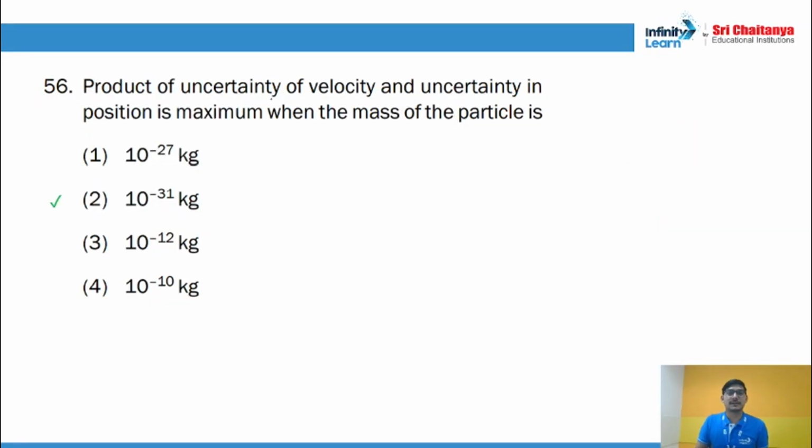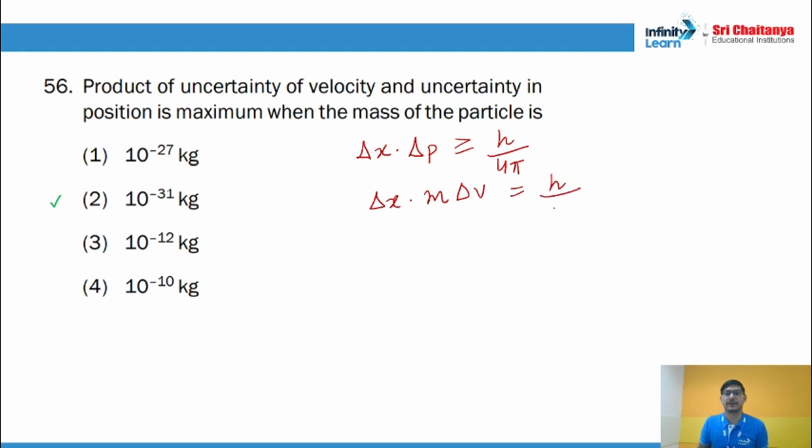The product of uncertainty of velocity and uncertainty in position is maximum. Now, this is based on Heisenberg's uncertainty principle, which says delta x into delta p is greater than or equal to h upon 4 pi, right? I can write delta p as m delta v, guys. And for numerical purpose I can take it to be equal.